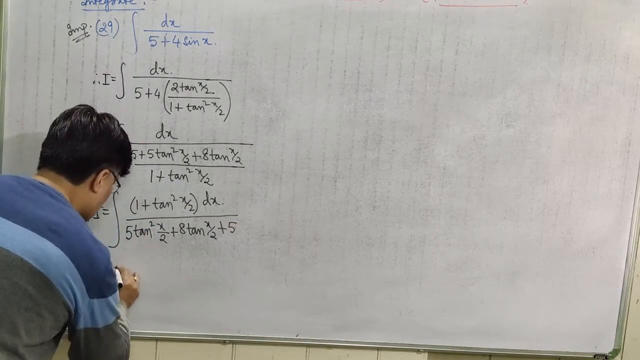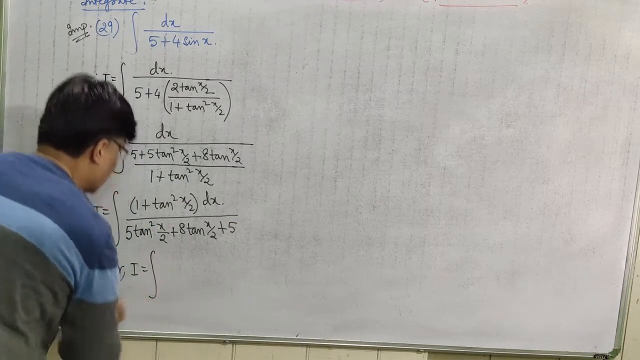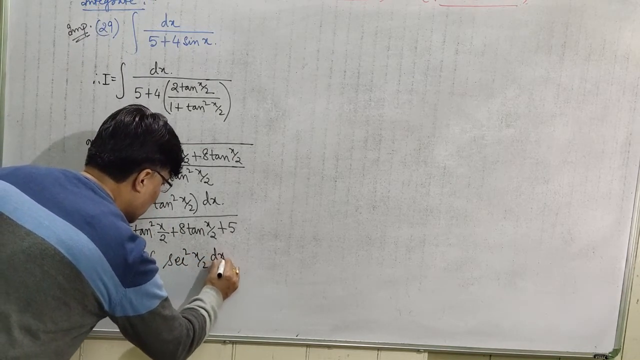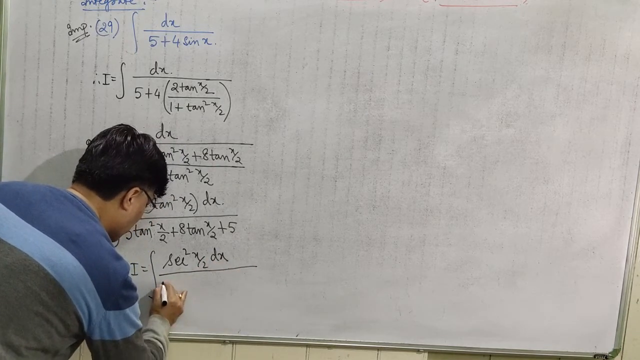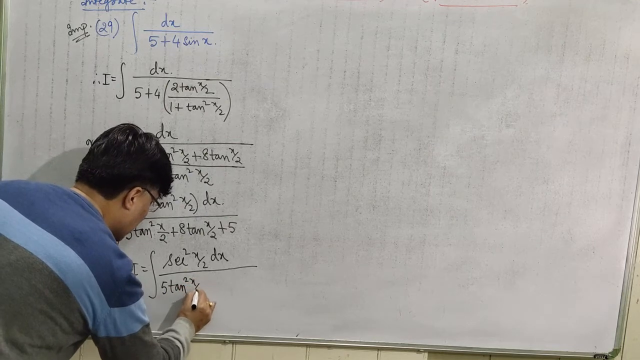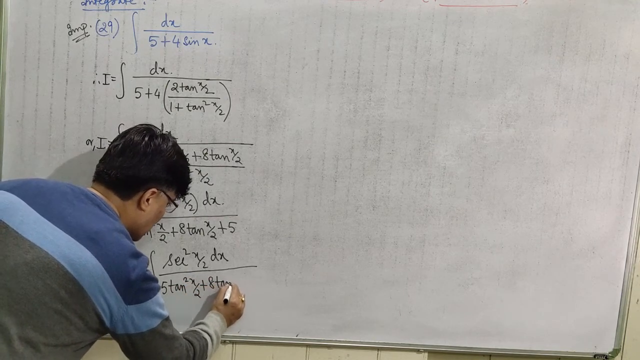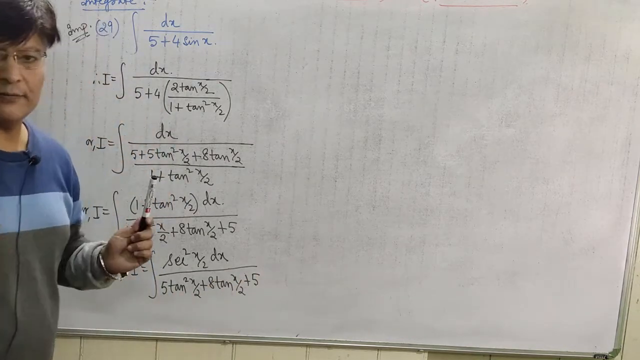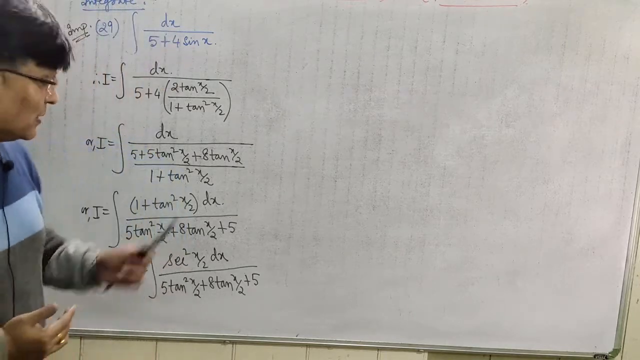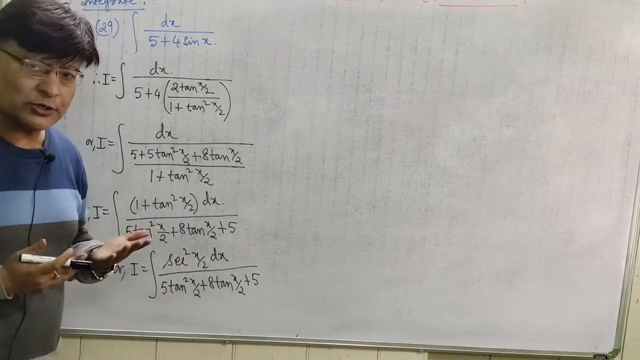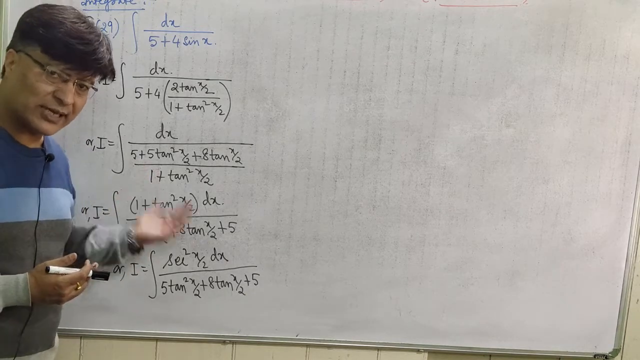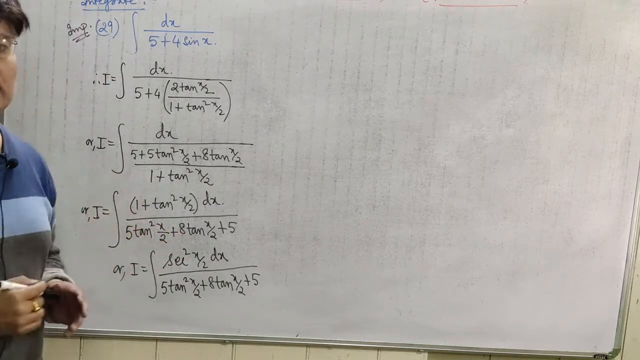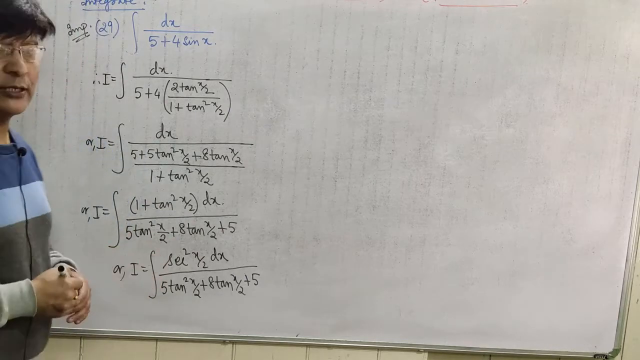Understood? So next, I is equal to integration of, what is 1 plus tan square x by 2? It is sec square x by 2 dx divided by 5 tan square x by 2 plus 8 tan x by 2 plus 5. So I think you have understood it. So we have simplified it. Now we can do the method of substitution, because you know that the differentiation of tan x by 2 is sec square x by 2 into half. That means we are getting the numerator, isn't it? So let us do the method of substitution here, and we can assume tan x by 2 as z.